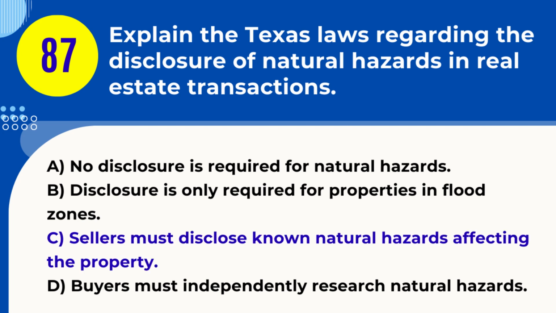Answer: C. Sellers must disclose known natural hazards affecting the property. Explanation: Texas law requires sellers to disclose known natural hazards that might affect the property, such as flood risks, to potential buyers. This ensures that buyers are informed about potential risks associated with the property.